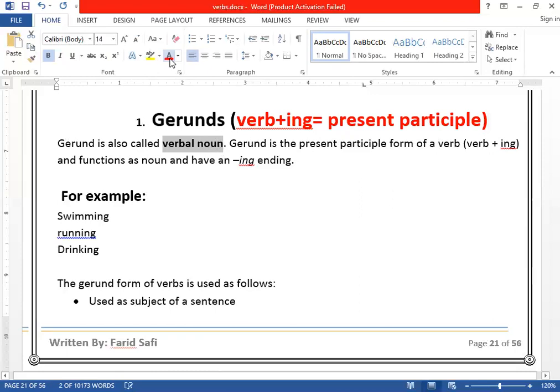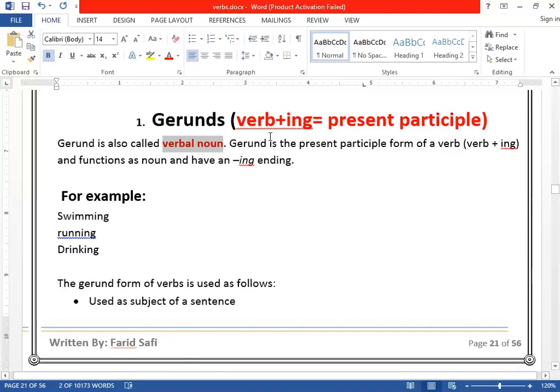Verbal noun, why? Because it is a verb, and it is a noun. That's the definition of a noun, that noun also shows an action. That noun also shows an action. So which one is the action noun? There is gerund.